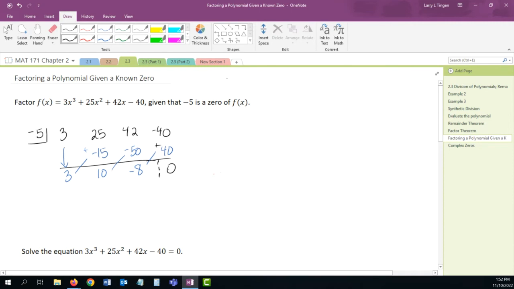So that's exactly what we thought would happen, right? Negative 40 plus 40 is 0. I knew this was going to be a remainder of 0. But what does that do for us now?